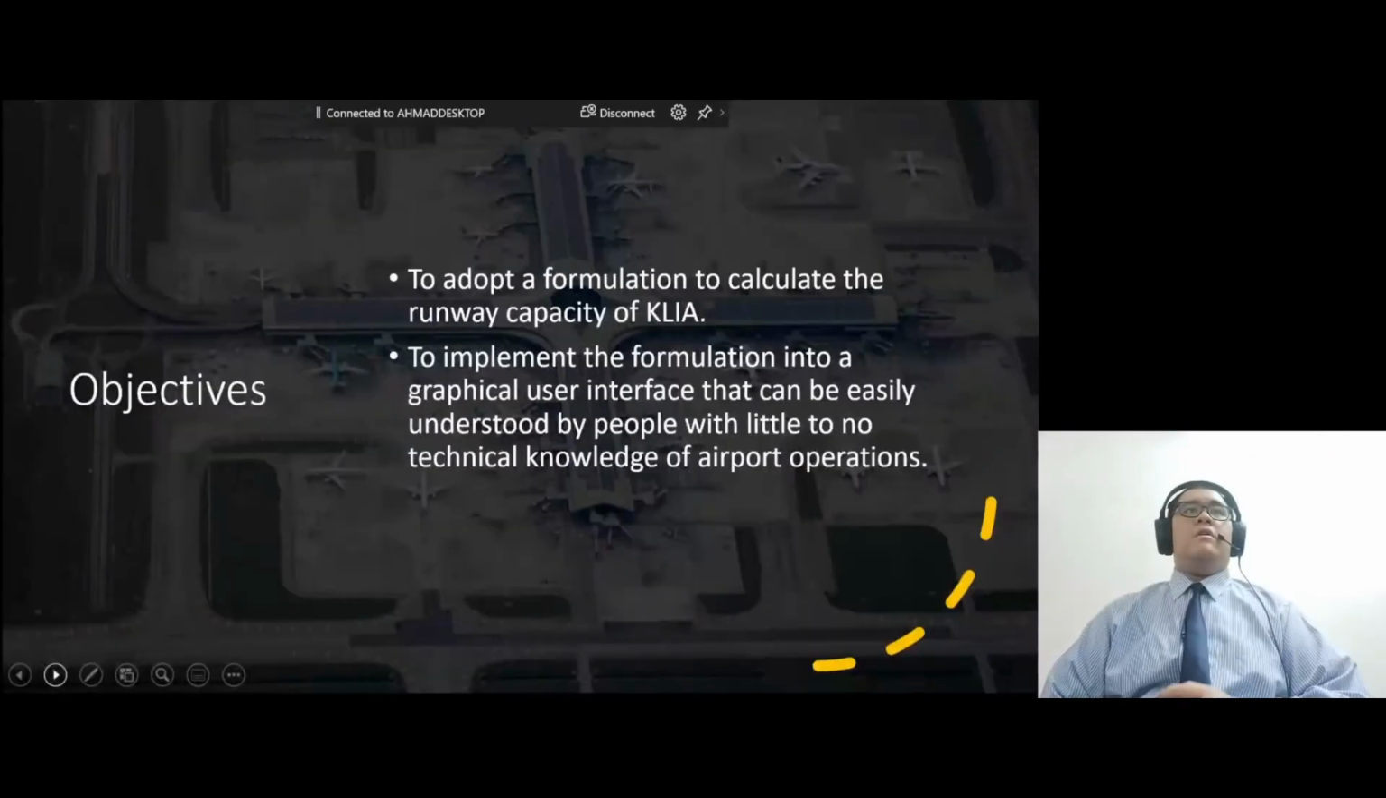Okay, the objective of this project is to adopt a formulation to calculate the runway capacity of KLIA and then to implement the formulation into a graphical user interface that can be easily understood by people with little to no technical knowledge of airport operations.